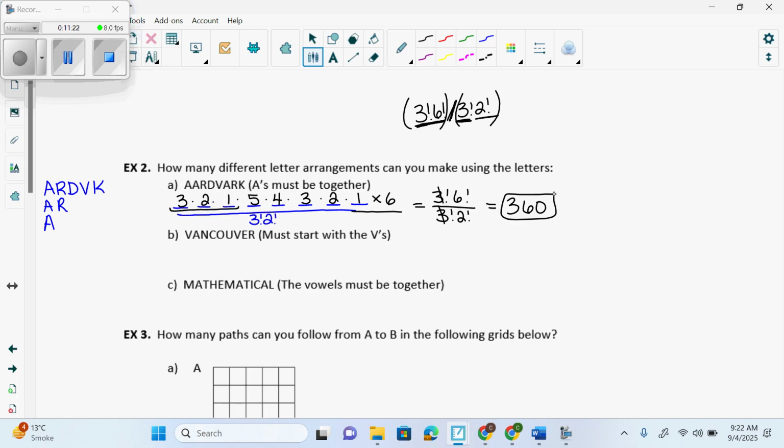Okay, Vancouver. Must start with V's. Mathematical vowels must be together. Go. So we have Vancouver. So our first thing we do, V-A-N-C-O-U-V-E-R. I double check to make sure I have all my stacked ones. 1, 2, 3, 4, 5, 6, 7, 8, 9. So I have 9 letters.